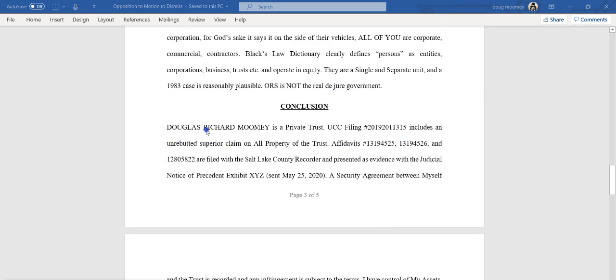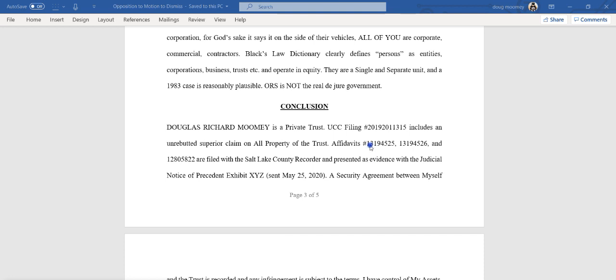Conclusion. Douglas Richamumi is a private trust. There's my UCC filing number if you want to look it up. Colorado State includes an unrebutted superior claim on all property of the trust. Affidavits. These are filed with the Salt Lake County Recorder's Office under miscellaneous. There is an estoppel at law, nunc pro tunc.